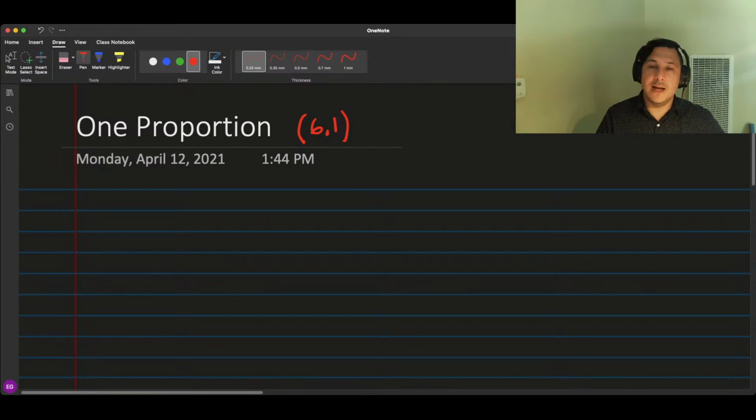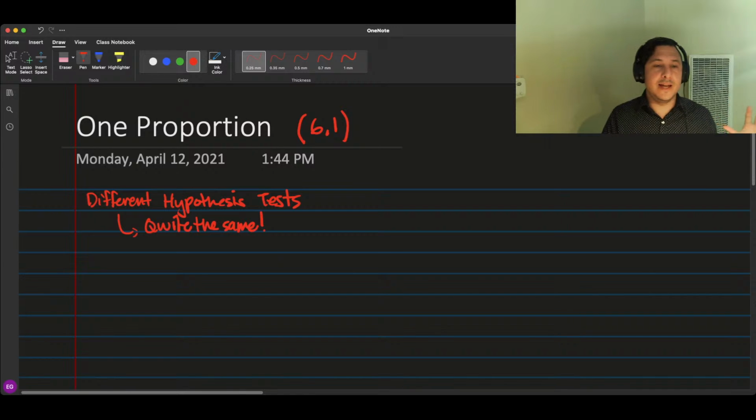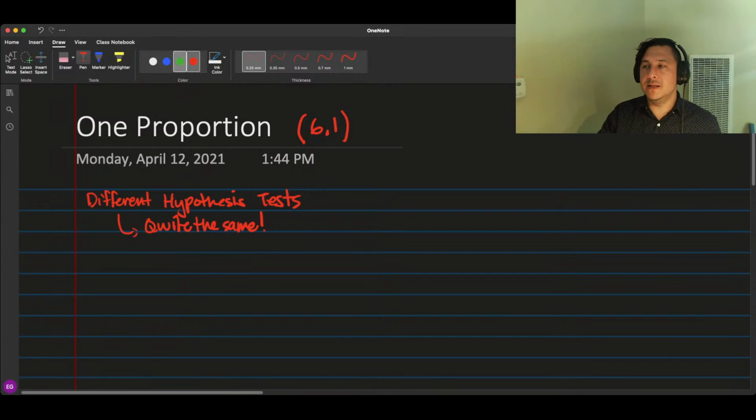6.1. Okay, so what we're going to learn is that there are different hypothesis tests. And we're going to talk about how they are different, but they're actually quite the same. You're going to see that these different hypothesis tests are about different things, but they're basically the same process. So what remains the same is the process.